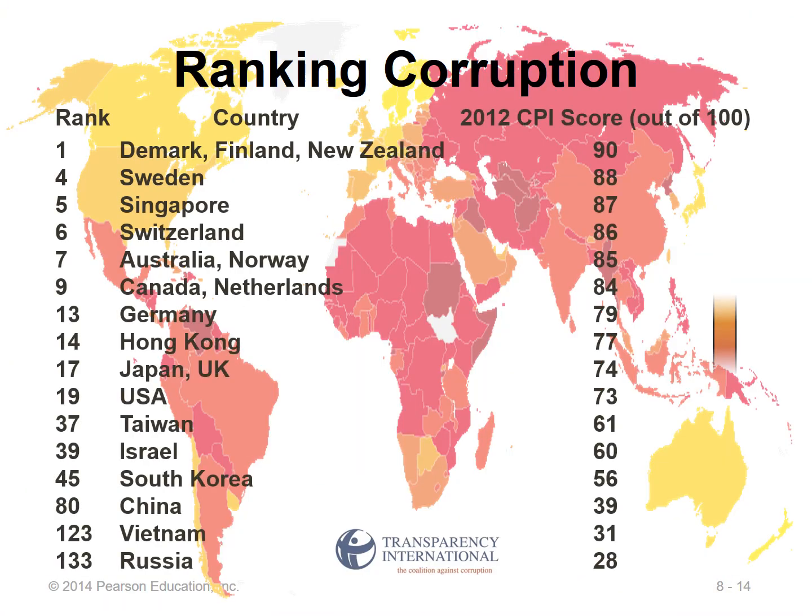Ranking corruption. Well, hard to believe, but in 2012, this was the corruption perception index. Number one least corrupt were Denmark, Finland, and New Zealand. Russia was only 133. 19 was the United States. So look over this chart for a moment. Pause if you need to.